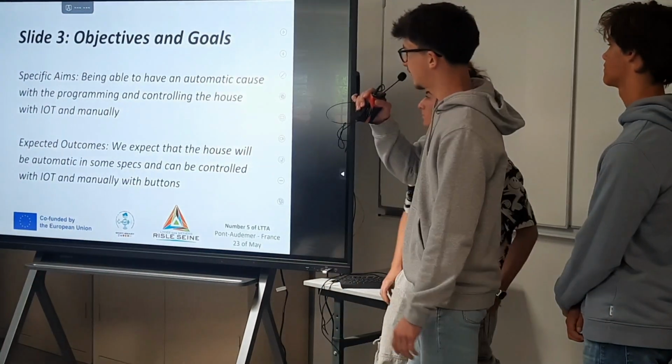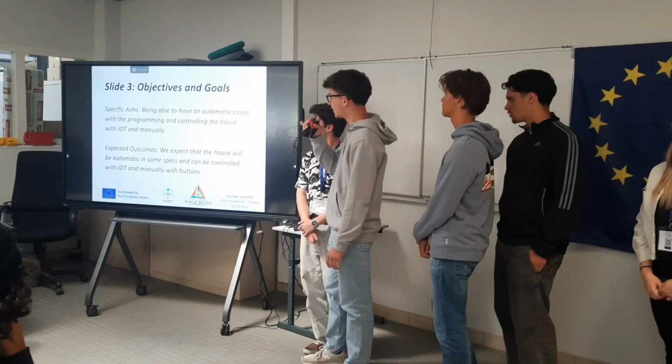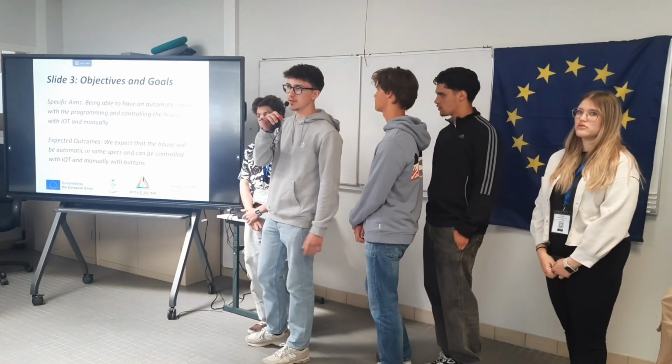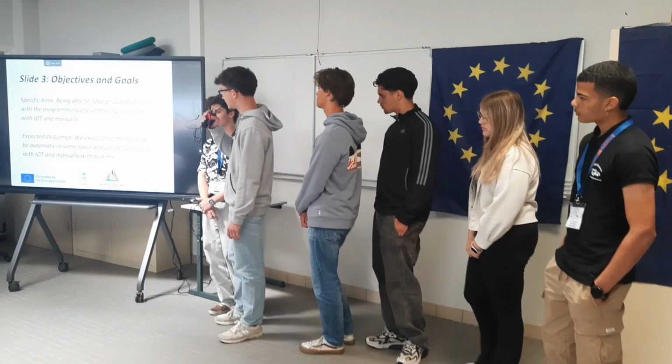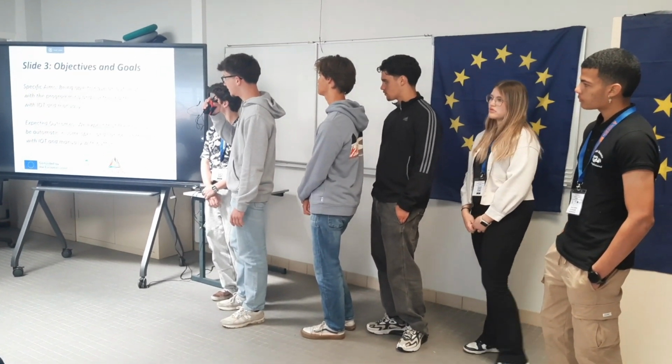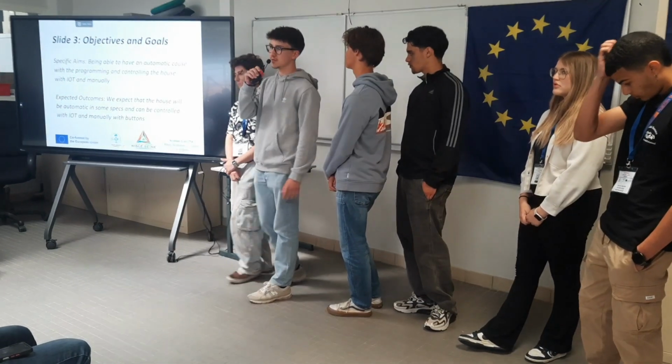Objective and goals. Specific aims: being able to build an automatic house with programming and control the house with IoT and manually. Expected outcomes: we expect that the house will be automatic in some aspects and can be controlled with IoT and manually with buttons.